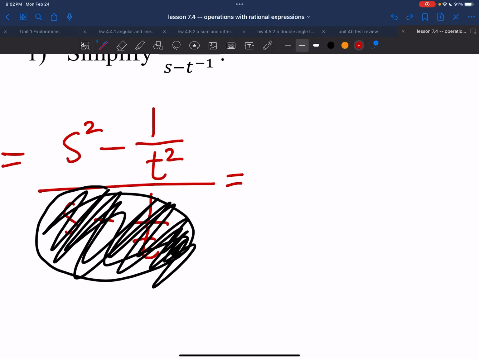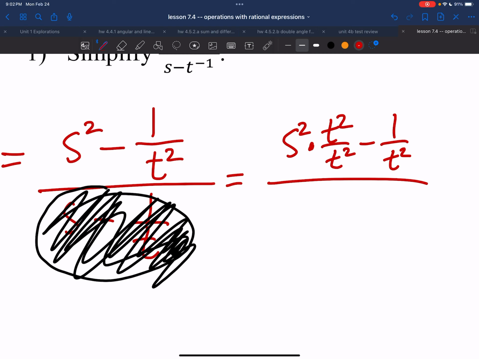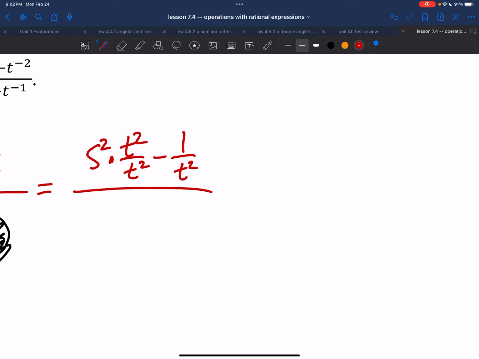So I would take s squared and multiply it by t squared over t squared. That way I get that denominator, t squared. This might look prettier as a single fraction, s squared t squared over t squared, but the 1 over t squared is also over t squared, so it's minus 1. And so you can just make that a single ratio. And that handles the numerator. The numerator is done.